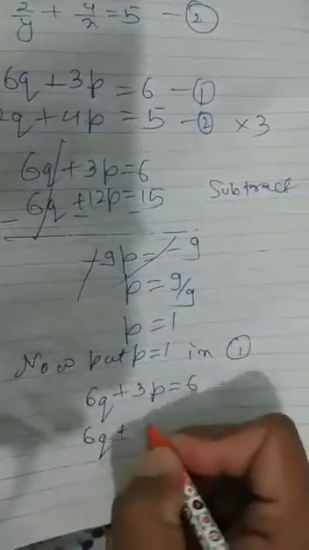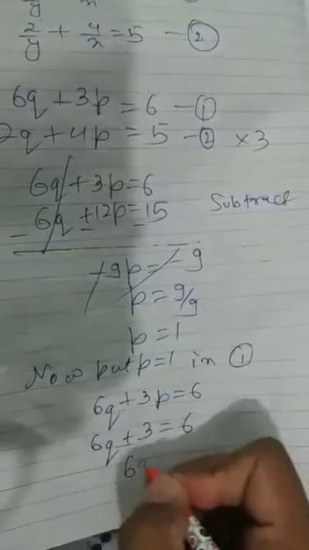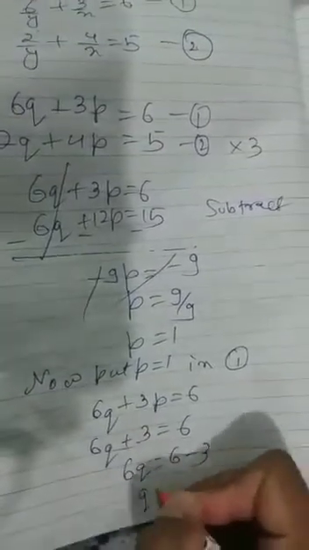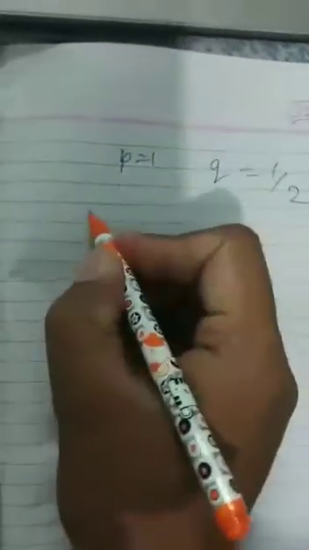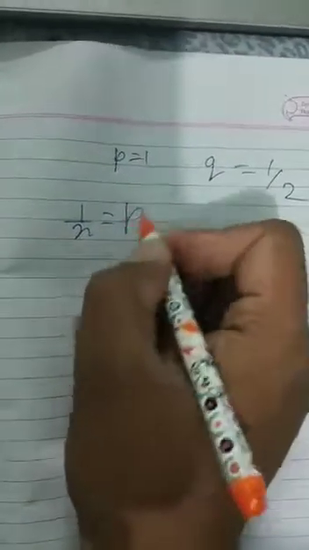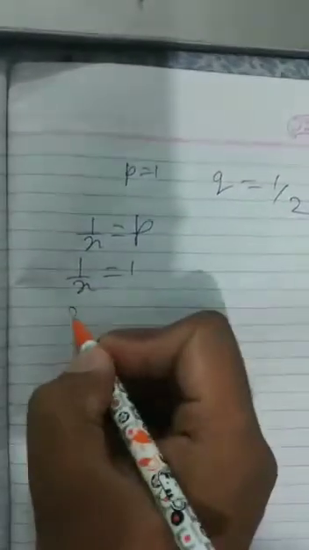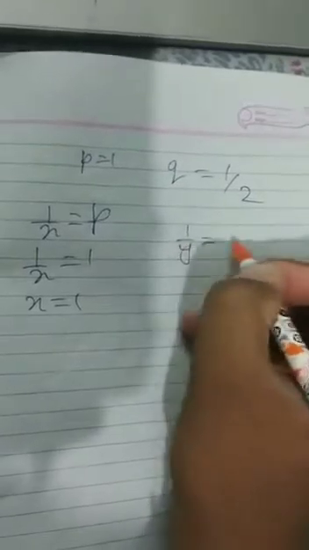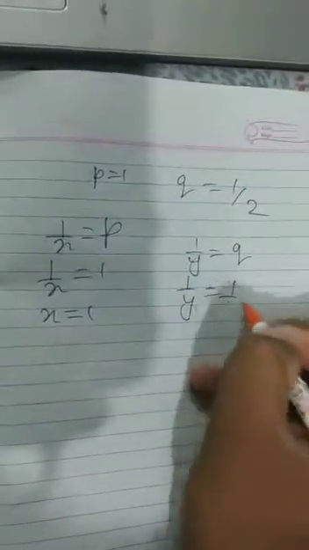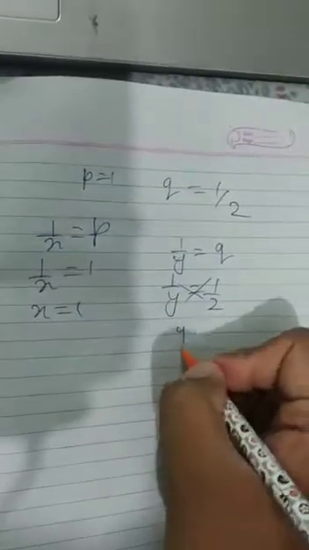So replace the p value as 1. So 6q plus 3 is equal to 6. So 6q is equal to 6 minus 3. So q is equal to 3 by 6. What do we get? 1 by 2. Now we have the p value as 1 and the q value as 1 by 2. So we have let 1 upon x is equal to p. So 1 upon x is equal to 1. So x is equal to 1. And 1 upon y is equal to q. So 1 upon y is equal to 1 by 2. Cross multiply it. So what do we get? y is equal to 2. So the x value is 1 and the y value is 2.